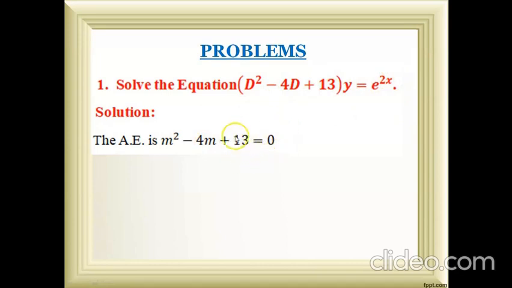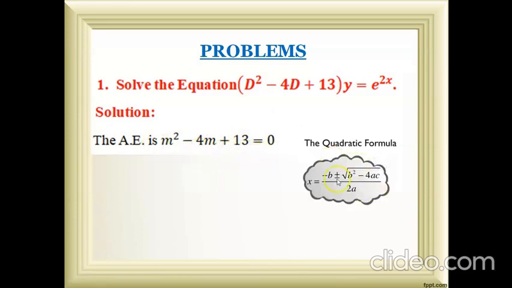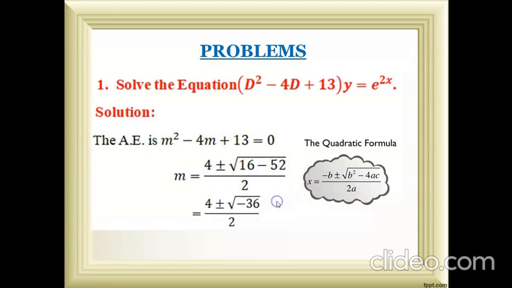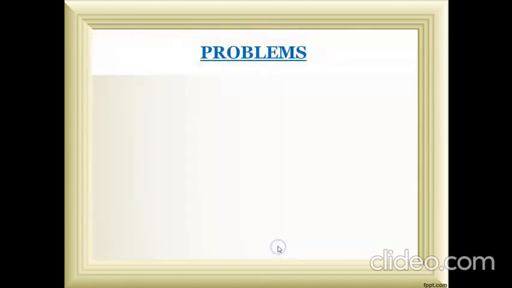I cannot factorize this equation, so I am using the quadratic formula: minus b plus or minus root of b square minus 4ac, by 2a. Here a is equal to 1, b is equal to minus 4 and c is equal to 13. Plugging those values into the formula, I get the m value, and after simplifying, the roots are m equal to 2 plus or minus 3i. It is imaginary.